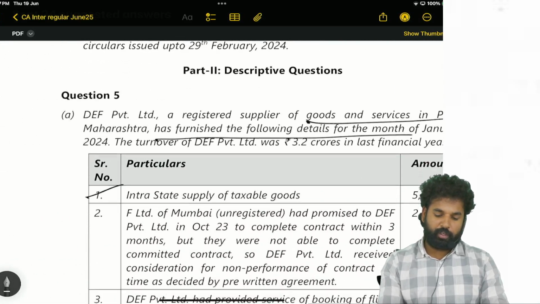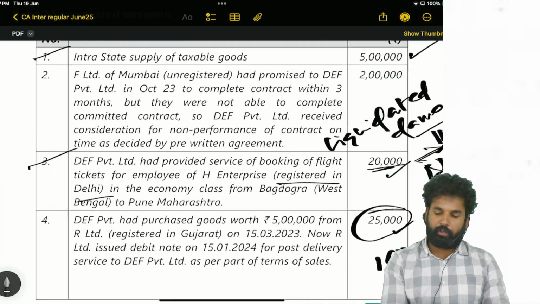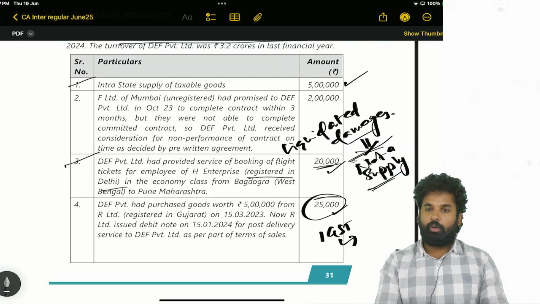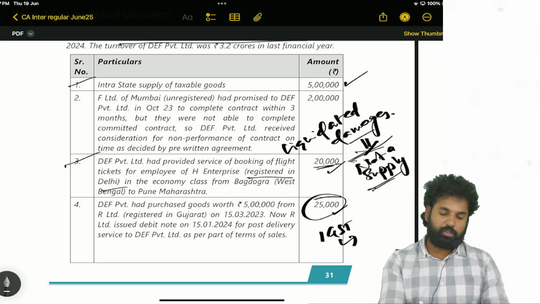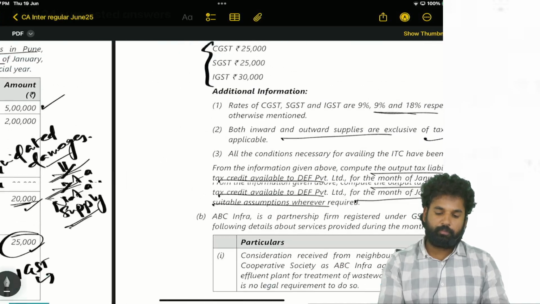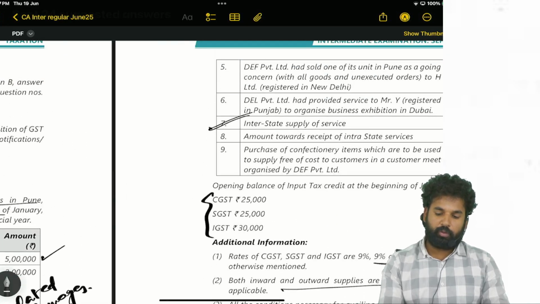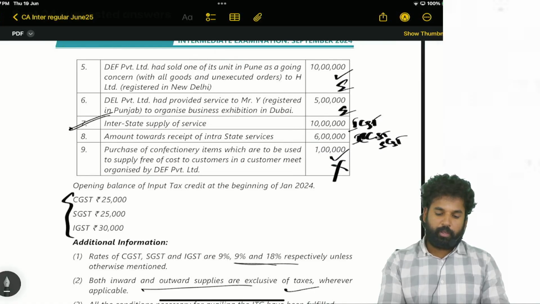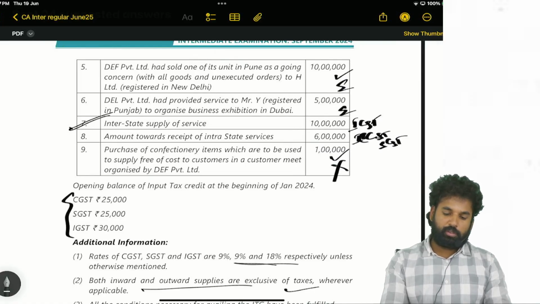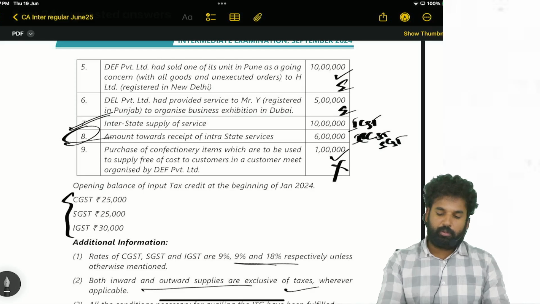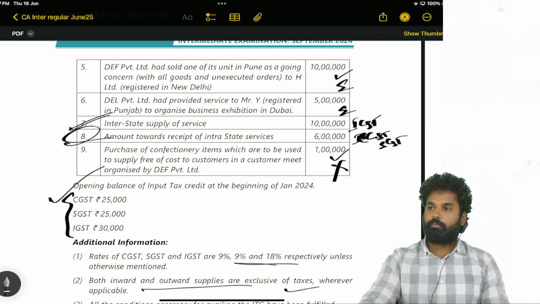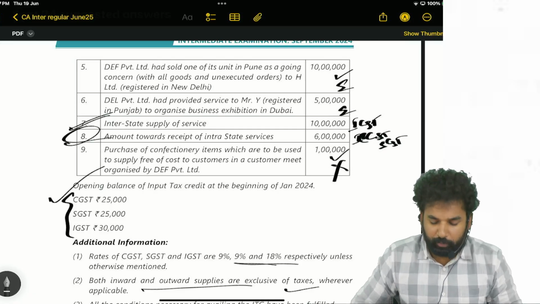So for outward supply, you have to take the 7th point, the first point, the third point. Okay, output. For input, you have to take the 4th point, the 8th point. Opening ITC you also have to take. Then you can calculate input tax credit.